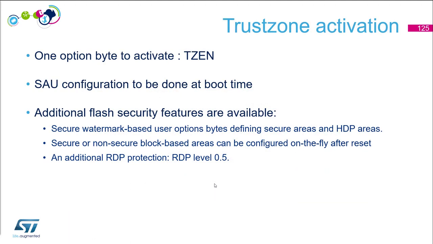TrustZone activation is done thanks to an option byte, TZEN. Then the SAU configuration is to be done at boot time. And during the hands-on after, I will show you where it's located in our project. We've got additional flash security features available associated with TrustZone. We've got the secure watermark-based user option byte defining the secure area and also the HDP area. We've got a secure and non-secure block-based area that could be configured on the fly after the reset. And then we've got an additional RDP protection, which is the RDP level 0.5. Let's detail these different features.